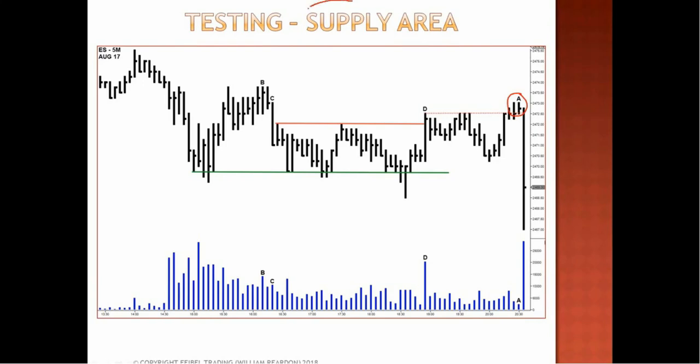Well, don't forget, this time we are testing a supply area. So we need to look to the left of the chart. In the previous chart, we were looking at no demand after direct weakness. That came in the form of an upthrust with no demand, or we came down and broke support followed by no demand at resistance. Okay? So here we're testing a supply area.